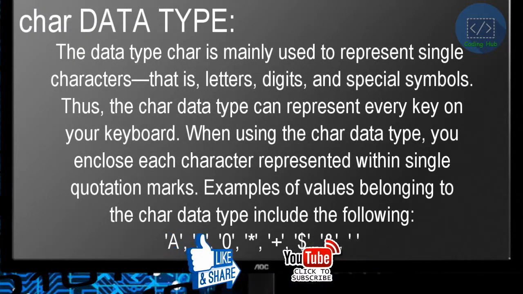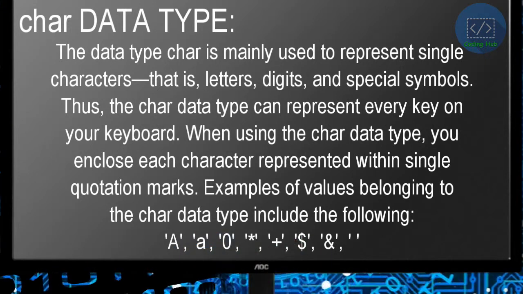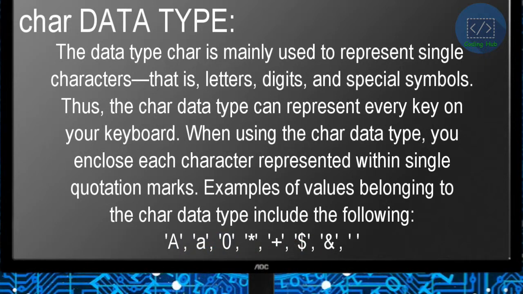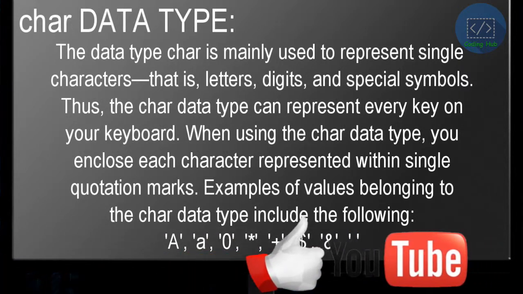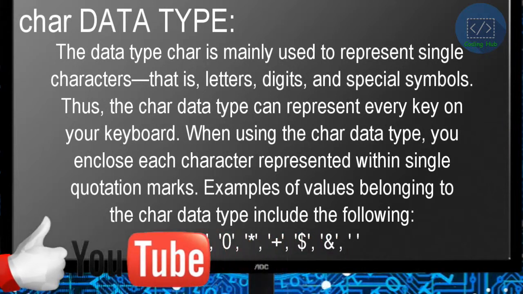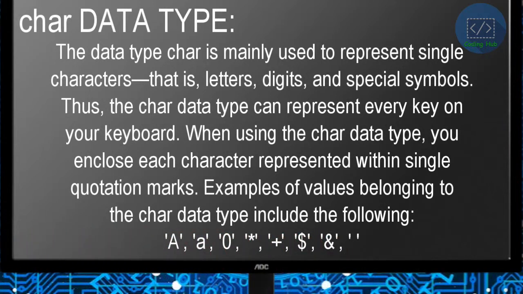Char data type. The data type char is mainly used to represent single characters, that is, letters, digits, and special symbols. Thus, the char data type can represent every key on your keyboard. When using the char data type, you enclose each character represented within single quotation marks. Examples of values belonging to the char data type include the following.